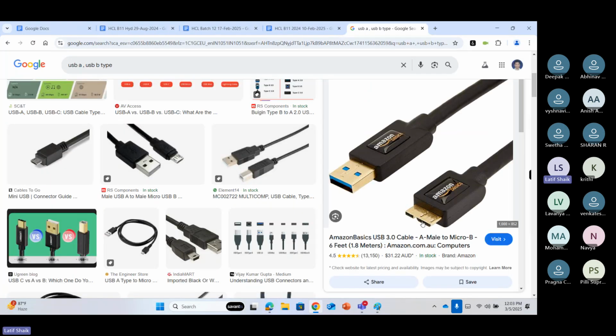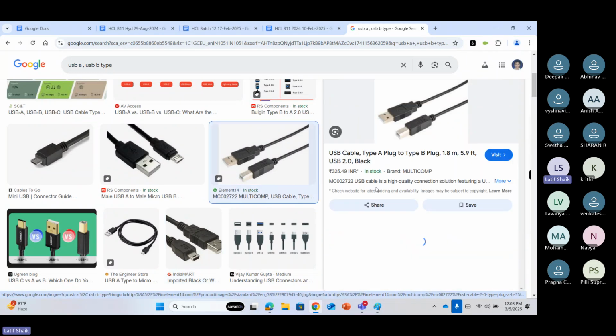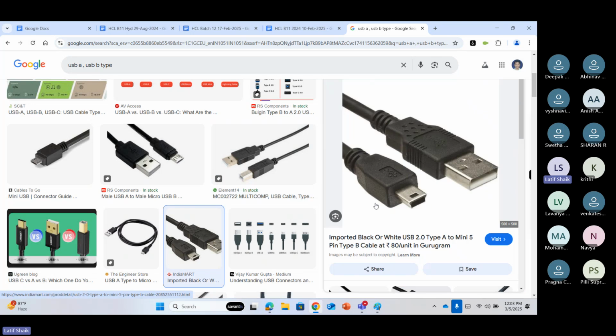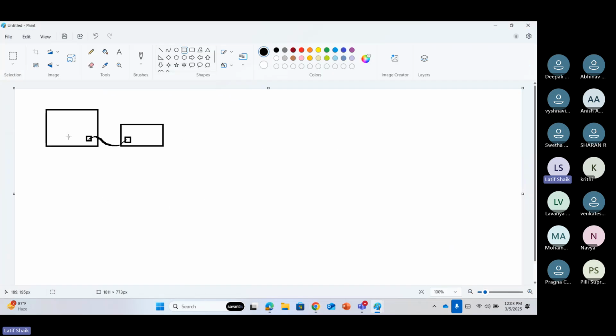This is HDMI, not a B type. It is micro B type, mini A, mini B. This is B type, this is mini B, so they are different. Generally, for laptops and printer connections, this side is A type and this side is B type.